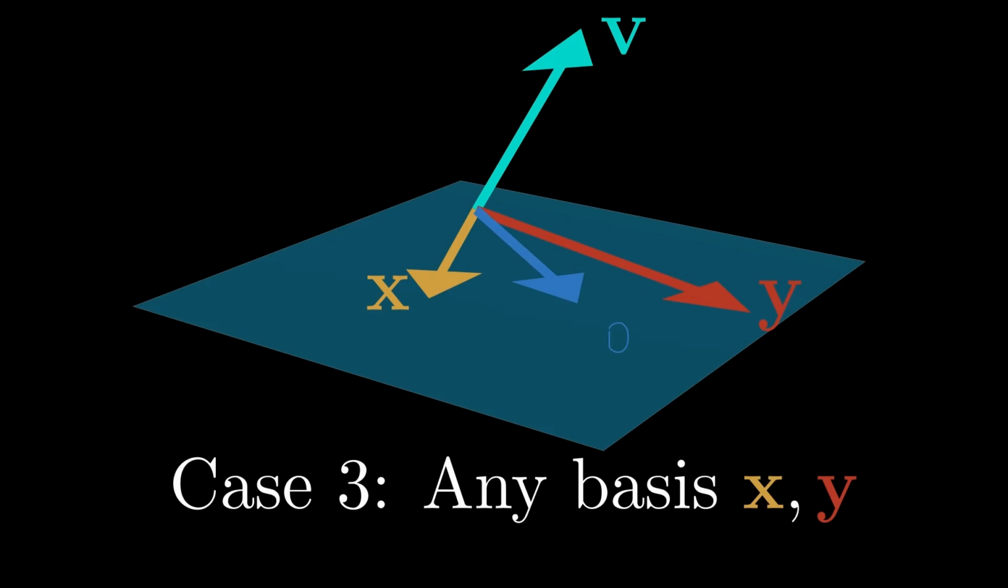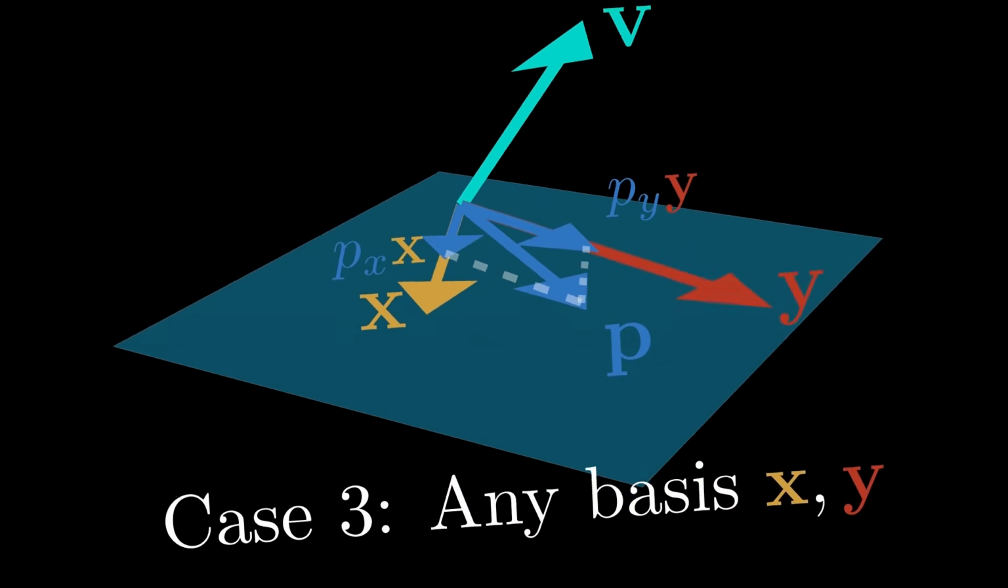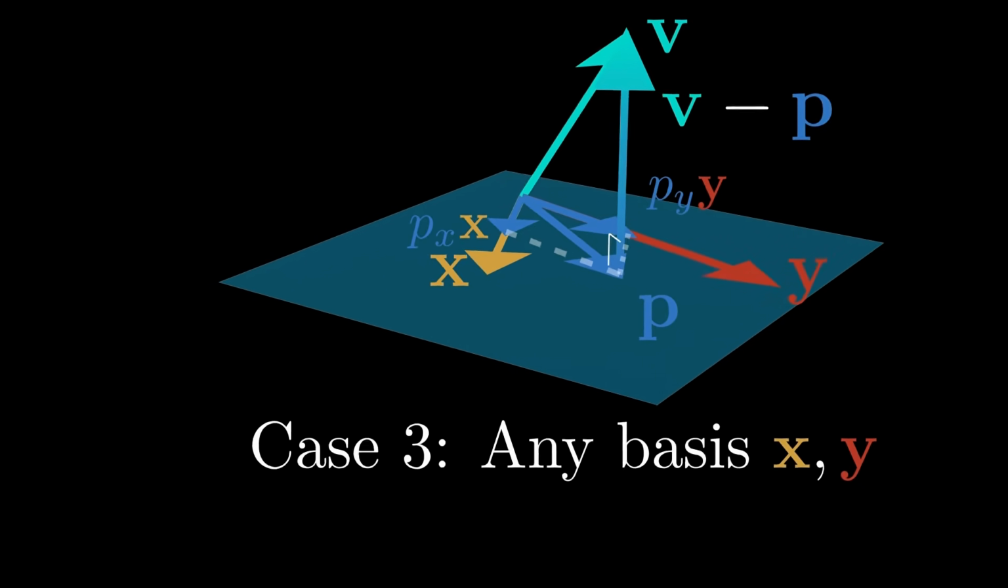Although the projected vector p is still going to be the same, its components in terms of the basis vectors will be more complicated now. If there's a non-90 degree angle, then the components that would add up to p are not going to simply be orthogonal projections anymore. But we can still find them using the same method. We'll consider the rejection vector v minus p, which is still perpendicular to both x and y, so we can write out our two normal equations.